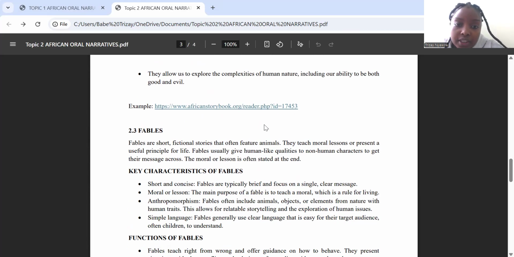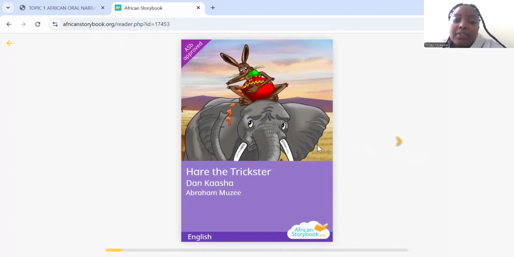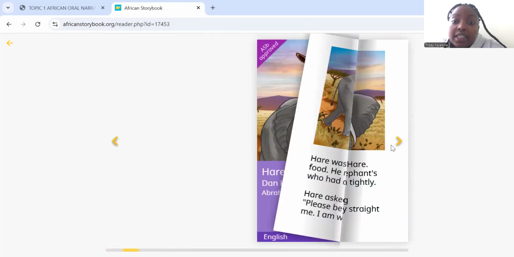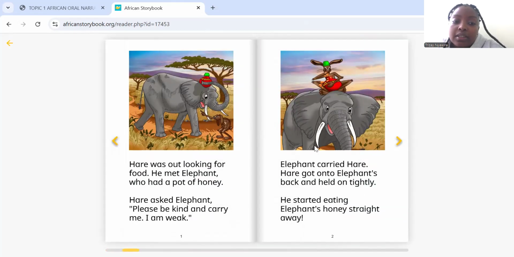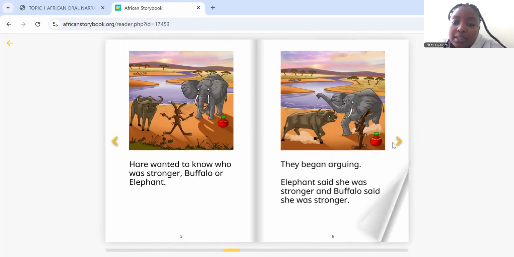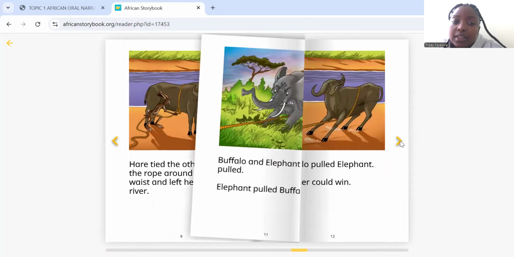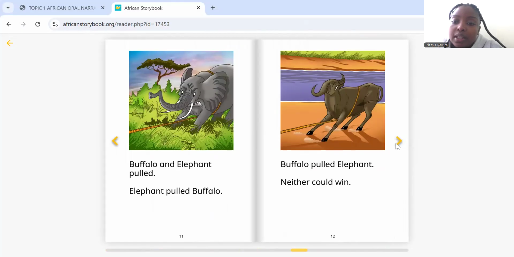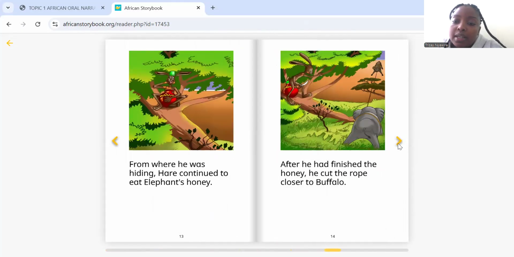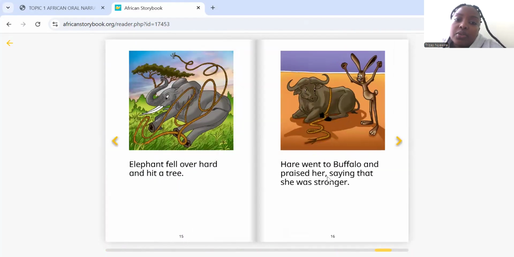And here I've attached a link that will also lead you to an example of a trickster narrative. It's a very short trickster narrative. By reading it, you'll be able to get exposed to how trickster narratives are, or rather their features and importance. You will be able to understand them much more easily by reading this example. As you can see, it's a very short story. It only has 16 pages.